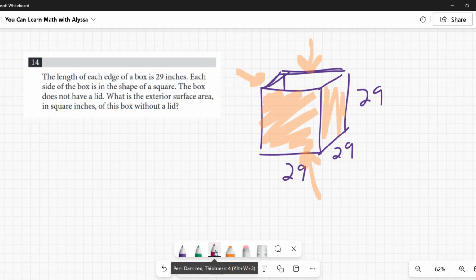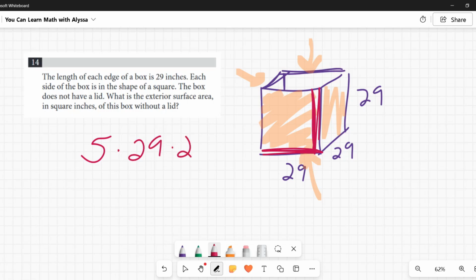All right, so I have 5 sides, and each side is 29 by 29. That is its area. So 29 times 29 inches for the area of each side. And then there's 5 of those sides because we don't have a lid, which would have been 6 in a normal cube. So I just need to multiply those together. 5 times 29 times 29 is 4,205. Yes, I did use a calculator for that one. And that is my answer.